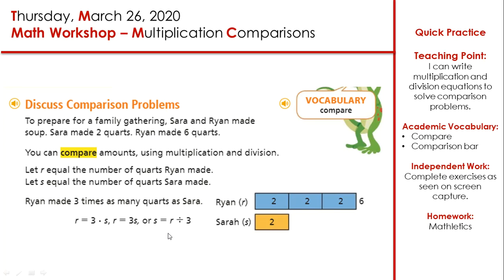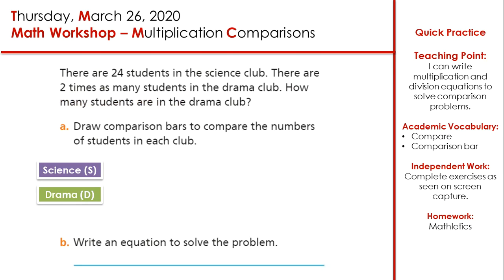That is correct. Or if I try division, in this case, I have Sarah, which is 2 right here, and that is equal to Ryan's quarts divided by 3, because Ryan has 3 times as many as she has. So if we use division, the case will be the opposite. Right here I have an example to illustrate this a little bit more.